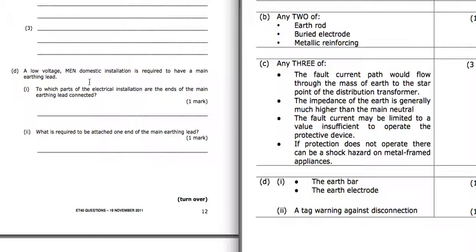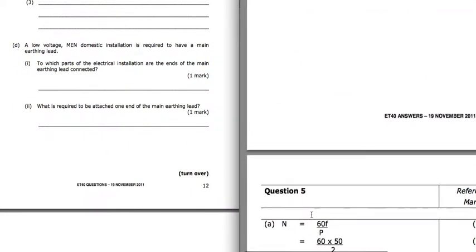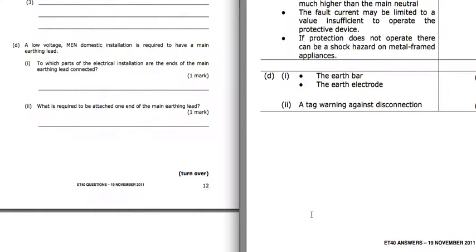A low voltage MEN domestic installation is required to have a main earthing lead. So where is it connected, to what parts? We've seen this again and again. It's connected to the earth bar and it's connected to the earth electrode. What do we need on the end of the main earthing lead? Well, we need a tag warning against disconnection.